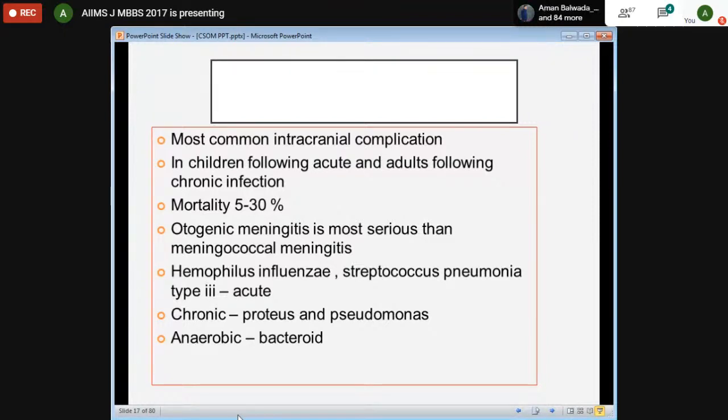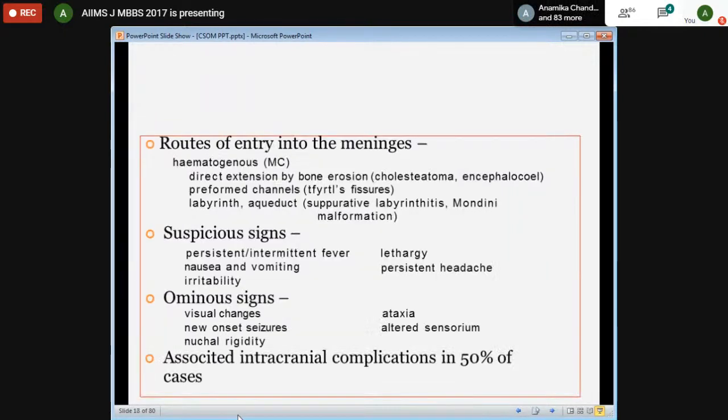Mortality is high. Otogenic meningitis is more serious than meningococcal meningitis. H. influenzae and Streptococcus pneumoniae type 3 are found in acute cases. In chronic, it is usually Proteus and Pseudomonas, and anaerobes are also present, which may lead to meningitis. So how do they enter the meninges? As I already discussed: preformed channels, labyrinth, aqueduct, direct extension, hematogenous spread.